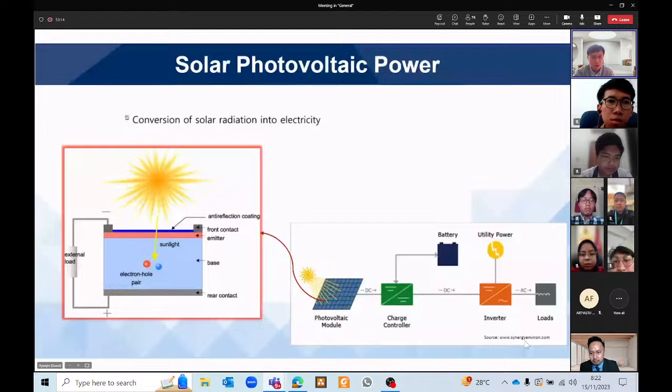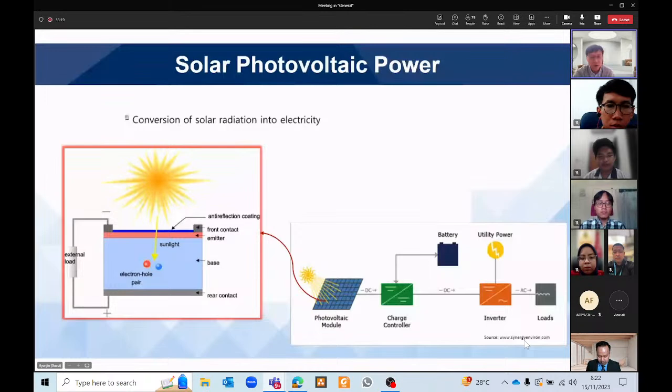It's an energy conversion device from solar radiation to electricity. This is a solar cell based on the PN junction here. If light comes in, an electron and hole will be generated. You are going to collect the electron and then make a circuit through the external load. Therefore, you can produce power. So it's a solid state device.